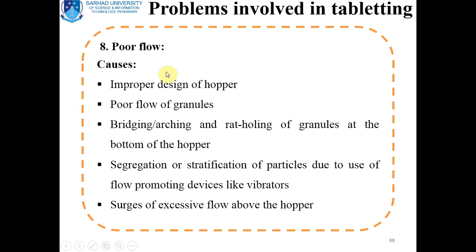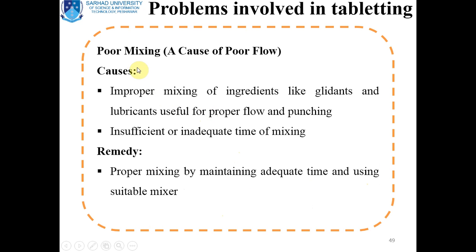Poor flow is another problem in tableting. The causes include improper design of hopper, poor flow of granules, bridging or arcing, and rat holing of granules at the bottom of the hopper, segregation or stratification of particles due to use of flow promoting devices like vibrators, and surges of excessive flow above the hopper. These are the causes of the poor flow.